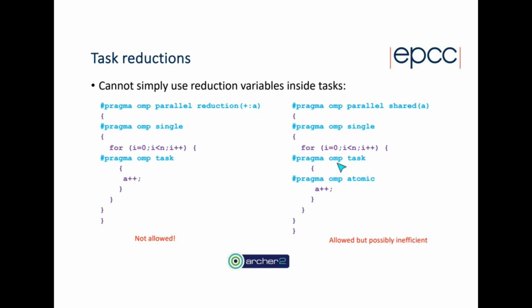So one way to get around that is just to not use reductions. Make A shared and then do atomic updates to it. That's possible, at least for basic types, but it might be a bit inefficient. You might end up with lots of atomic updates to something which you're trying to avoid by using reduction anyway.